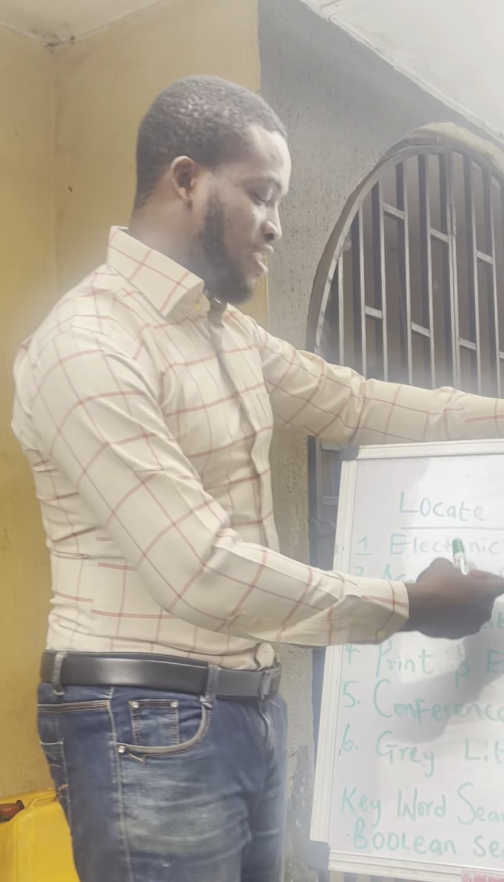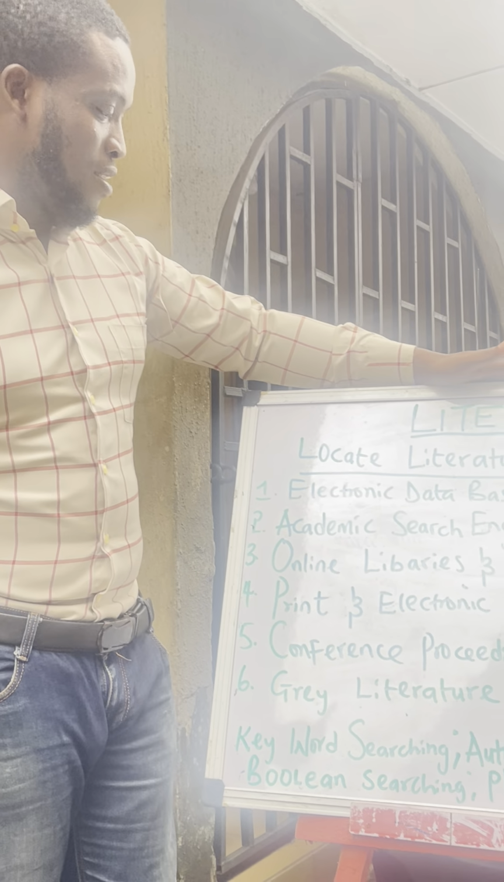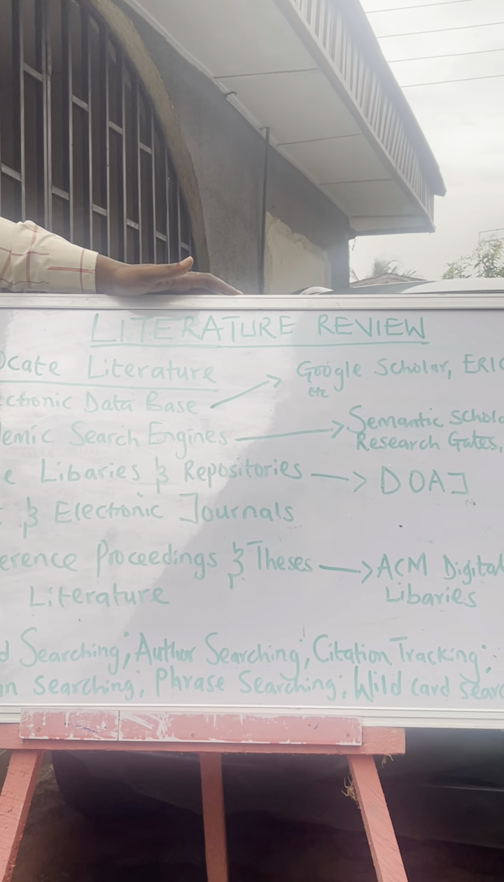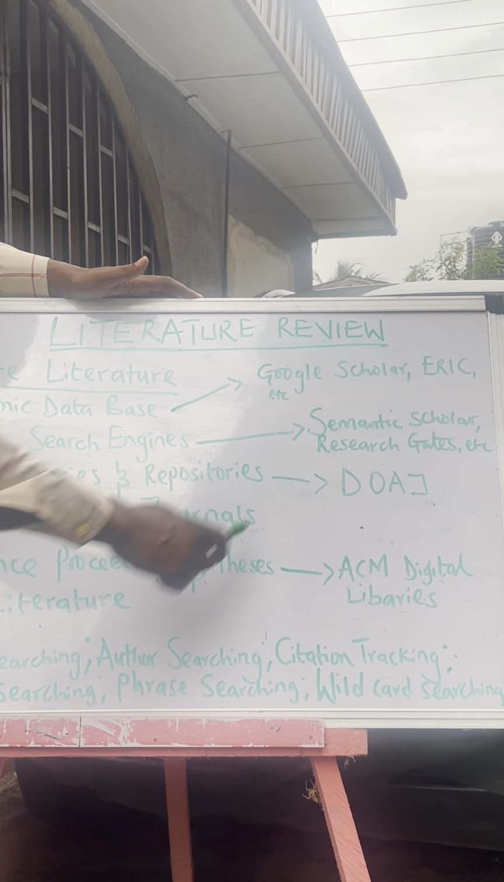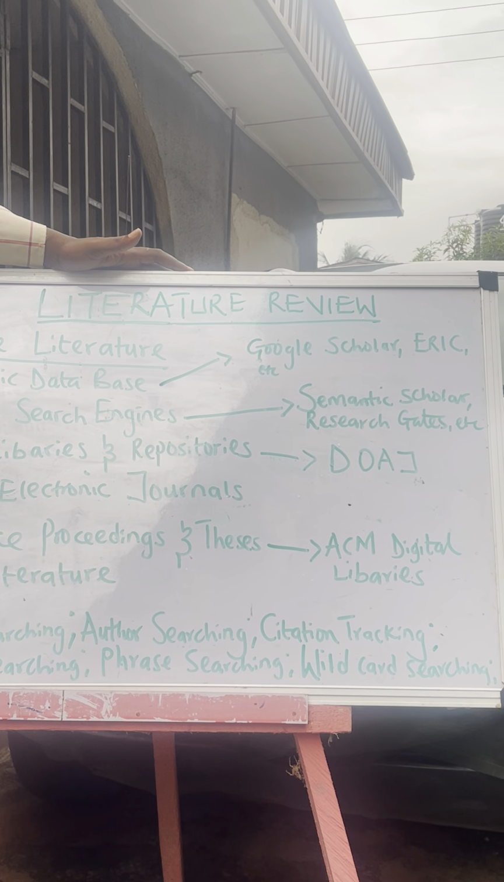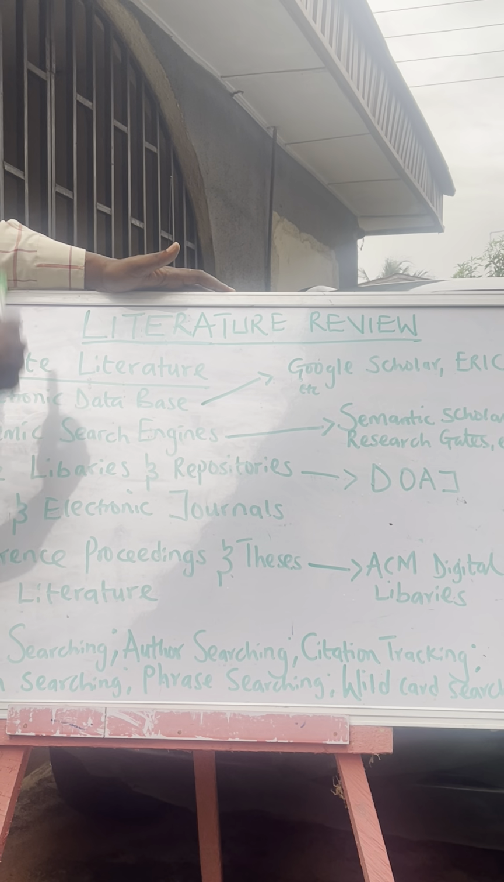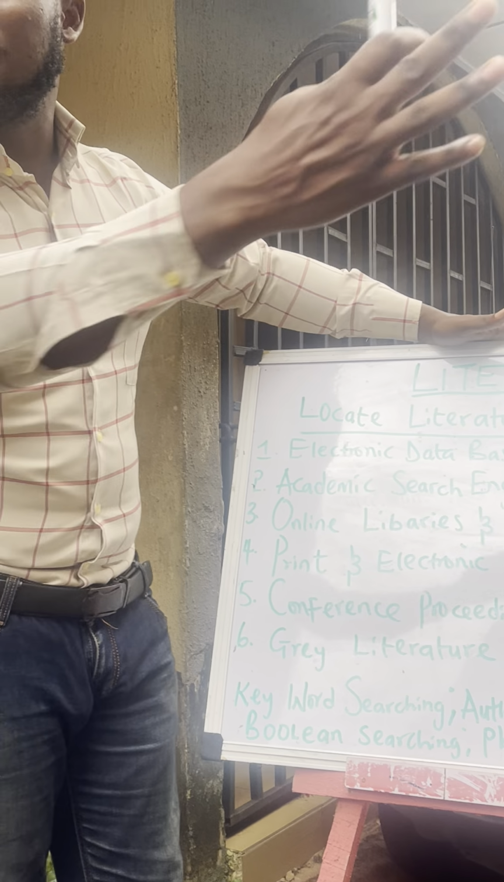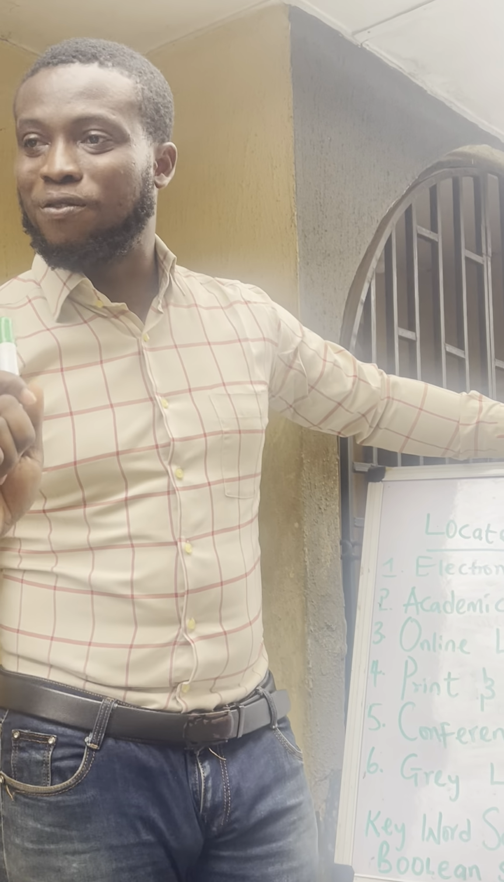Examples of such organizations are Google Scholar, where you see good academic materials, and ERIC. We have EBSCOhost, and we have JSTOR. There are so many. Just go and search for the database in your area of study, put it on Google, and you get materials there that will really help you very well.